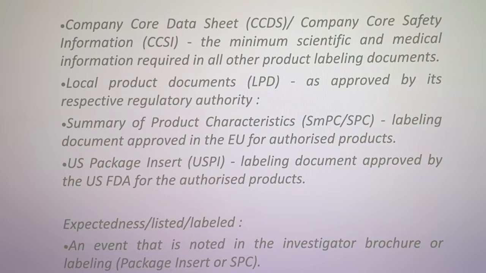Types of labeling documents include investigator's brochure, company core datasheet, company core safety information, local product documents, summary of product characteristics, and U.S. package insert. Expected or labeled events are those already documented in RSI and mentioned in documents such as investigator's brochure, SmPC, or USPI.